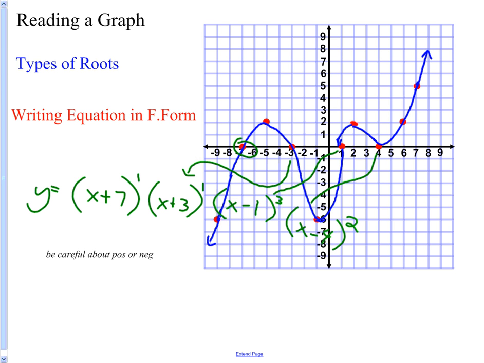Okay, so I put a y equals at the beginning, and the only other thing I've got to check for is the end behavior on the right-hand side. Is it going up? What does this mean about my equation? That it should be positive, so I don't change it to a negative. If it had been going down, I would have slapped a negative in there.